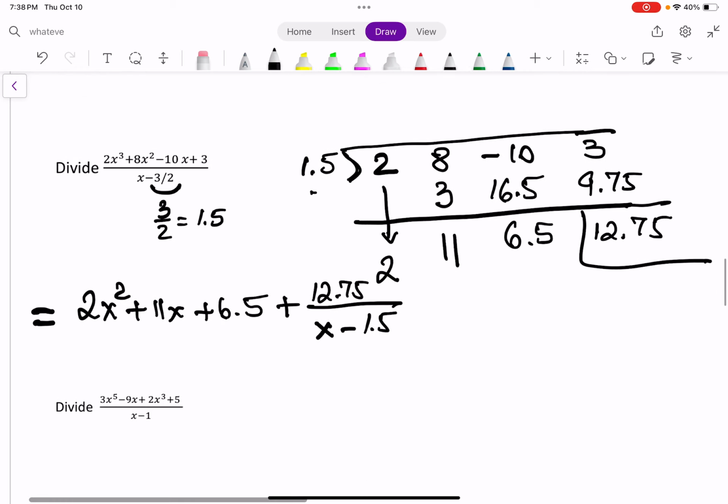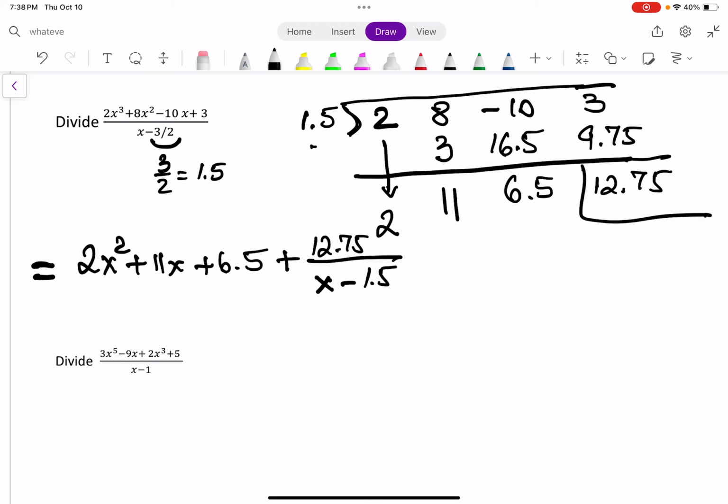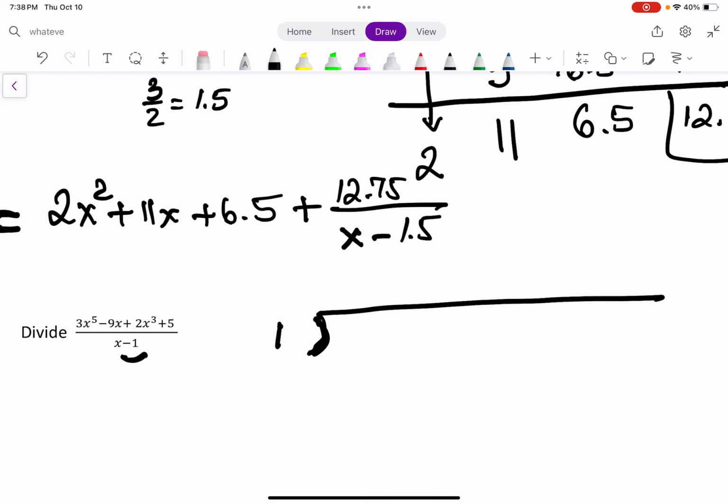All right, so here's just one more. And you guys can try it. So the number we'll put at the front is the opposite of -1, so +1. Now be very careful. I tricked you in several ways here. Make sure your polynomial is in order of exponents. So my first term, the highest exponent, the one that gives us the degree, is 3x to the 5th.